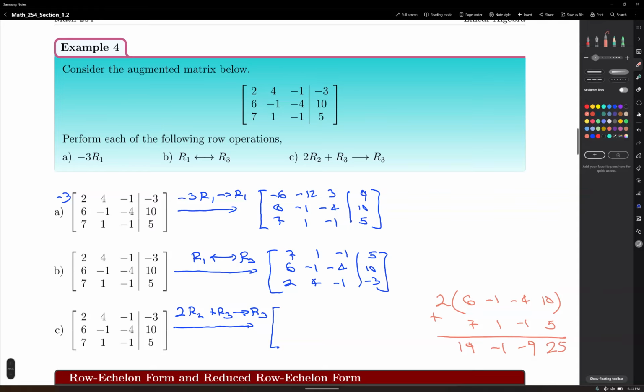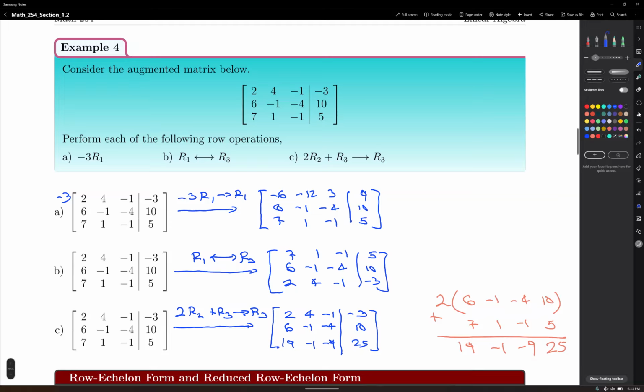That means the first two rows remain exactly the same: 2, 4, negative 1, negative 3, and then 6, negative 1, negative 4, 10. And then the new third row is 19, 0, negative 9, and 25. All right?